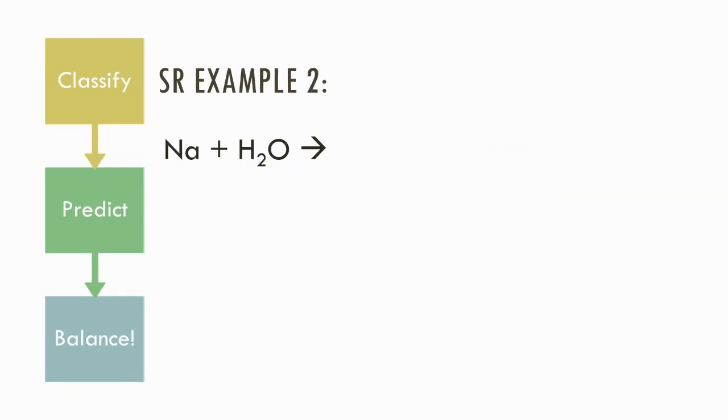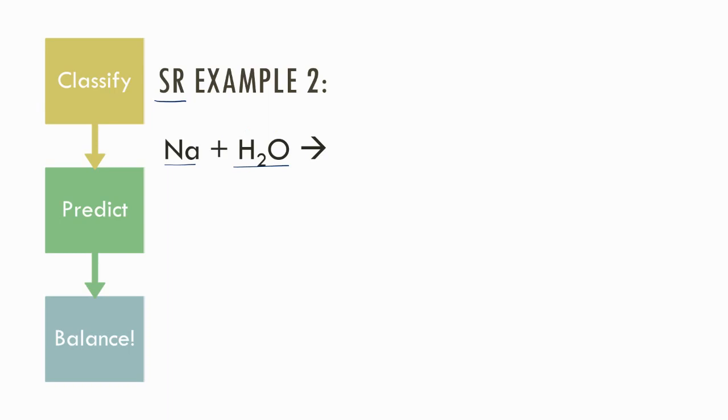Our second example is a little bit different. It is still a single replacement reaction, and I'm classifying it as a single replacement reaction for two reasons. One, this is the single replacement example, right? It's the context I'm giving you. But two, I have an element plus a compound. So that element is likely going to try to take a spot in the compound. However, this is a little bit different because the compound here isn't a traditional looking ionic compound, it's water.